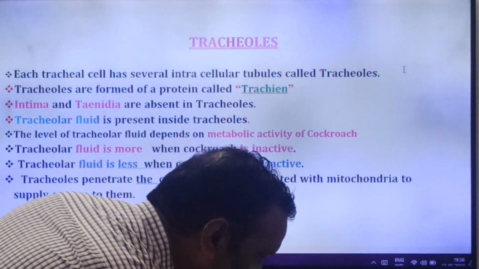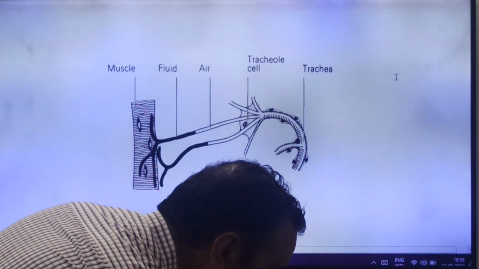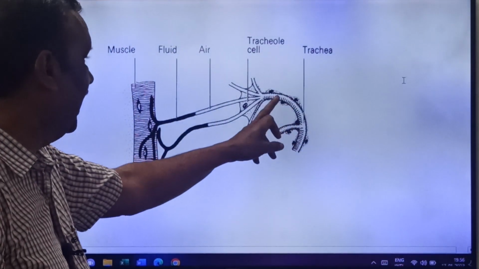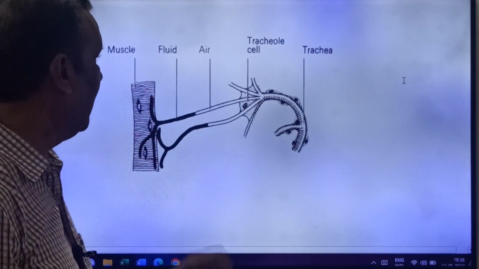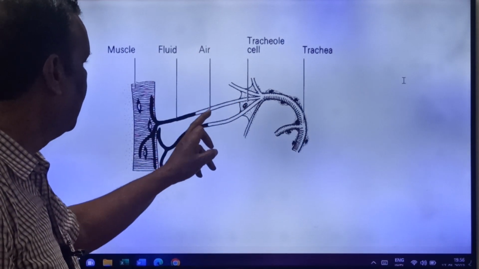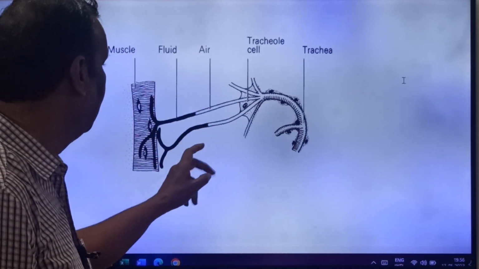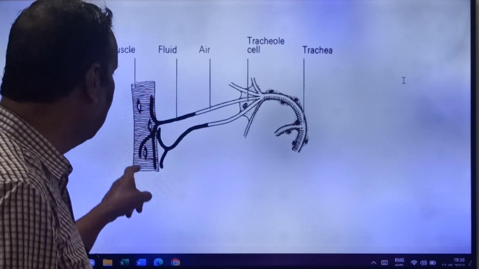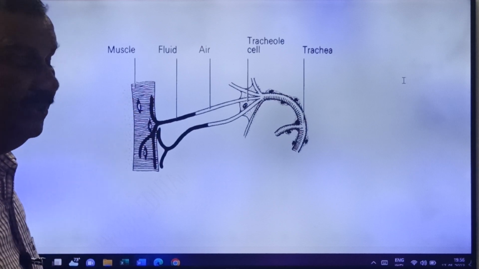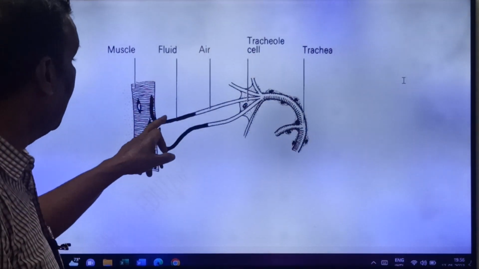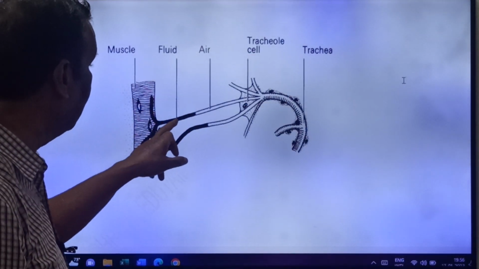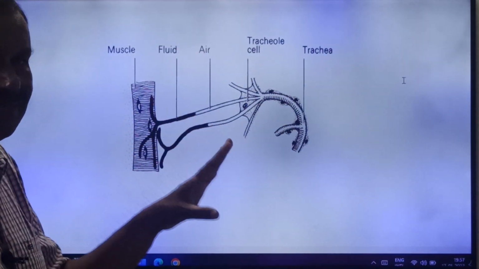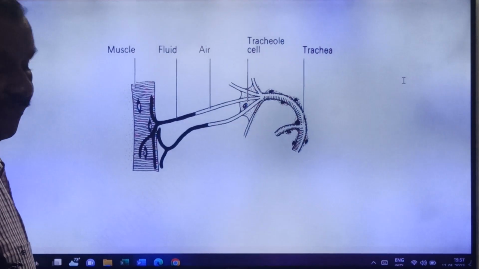Okay, friends, that is about the tracheoles. See, friends, once again, this is trachea, this is tracheal cell, this is tracheoles. These tracheoles are penetrating the cell directly. Because of this they are called intracellular tubules. See, friends, this is tracheolar fluid. Tracheolar fluid is present in the tracheoles only. Okay, this is about the structure of the trachea and tracheoles, friends.